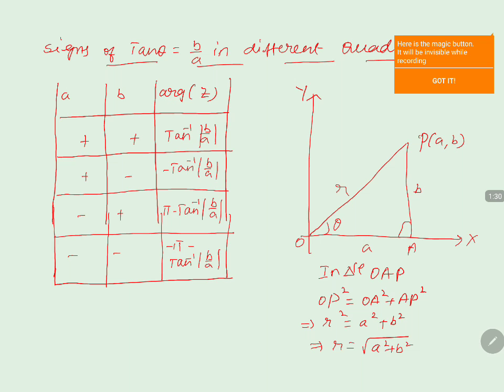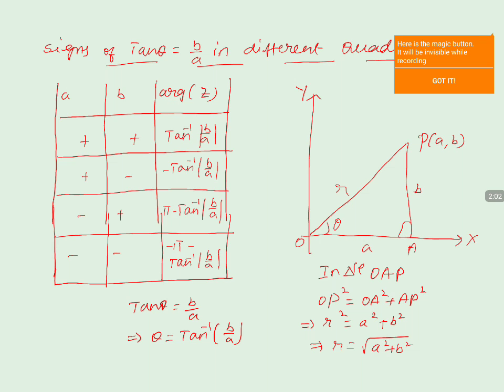Now we'll discuss the behavior of a and b in the different quadrants. Tan theta can be written as the y coordinate, that is b, by the x coordinate, that is a. Then we get tan theta is equal to b by a. Taking tan to the other side, we get theta is equal to tan inverse of b by a. So this tan inverse of b by a will behave in different ways in these four quadrants.